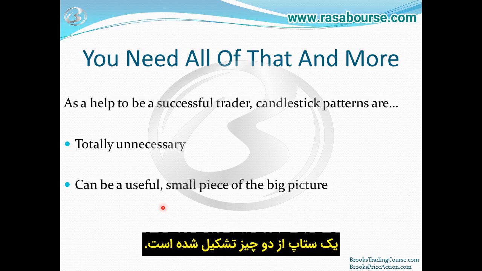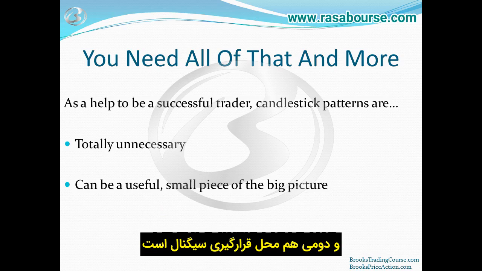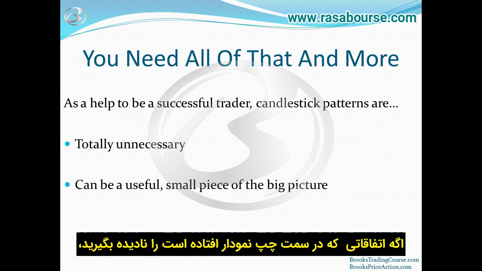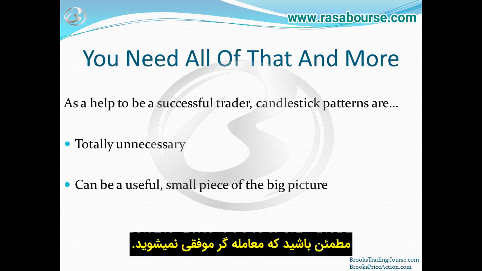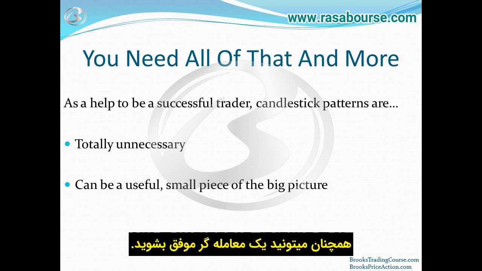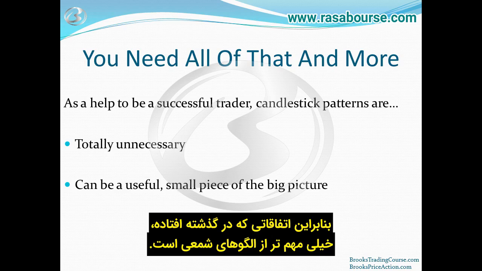The setup is made of two things. It's made up of the signal, the candlestick pattern, for example, and the context, all of the bars to the left, all of the things that I just mentioned, all that support and resistance. And you cannot be successful as a trader without all of that stuff to the left. You can be successful as a trader without candlestick patterns and without the signal. So, the context is far more important than the signal.